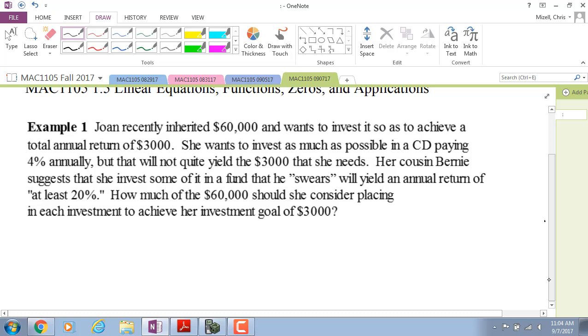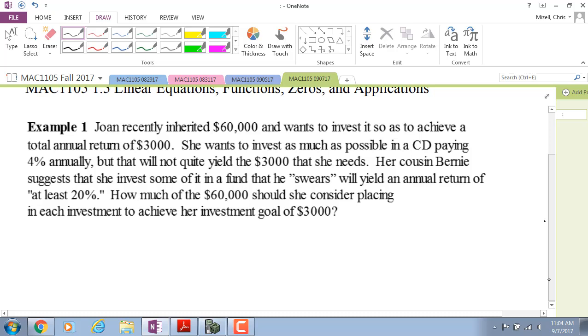How much should she consider placing in Bernie's fund so that the total interest earned from the two investments will be $3,000? Now I want to take a one variable approach to this. If you've recently taken intermediate algebra with us, we do a section called Applications of Systems of Linear Equations, and we do a problem like this with a couple of variables, an x and a y. But I want to take a one variable approach with it.